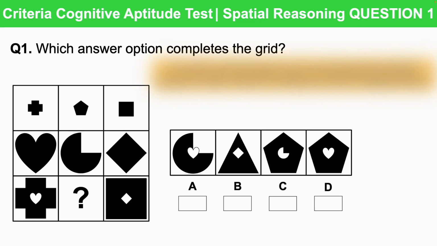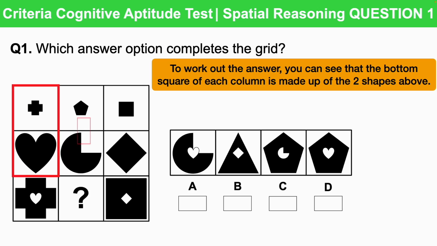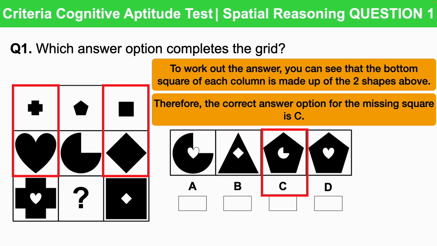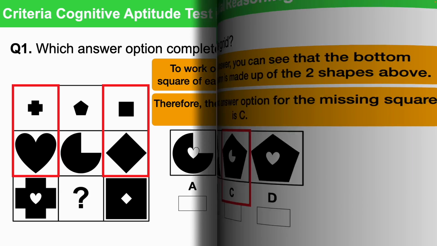Well, to work out the answer, you can see that the bottom square of each column is made up of the two shapes above. Therefore, the correct answer option for the missing square is C. Now, a really important tip to remember when answering spatial reasoning questions is to look for sequences or patterns. So take the time now to pause this video and retry that question again so you really get it, because once you learn how to answer these types of questions and the way of thinking that they require, you can simply practice more questions just like this to improve your speed in answering them. So now it is your turn.